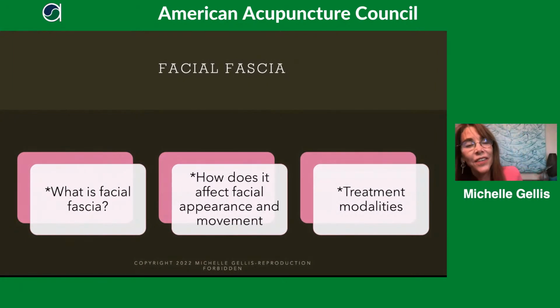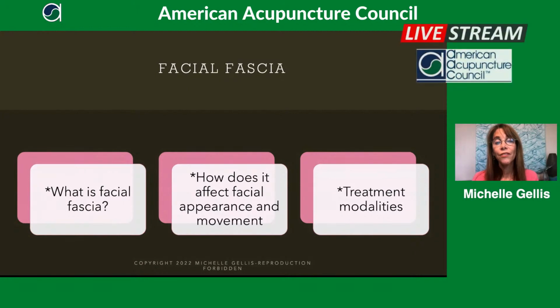So what is facial fascia? That is going to be the first thing we talk about today. And after that, we will discuss how it affects your facial appearance and the movement of your face. So it's not just about cosmetic, but also how your face functions. And then some treatment modalities, things we can do in order to affect the function of the face by treating the fascia layer.